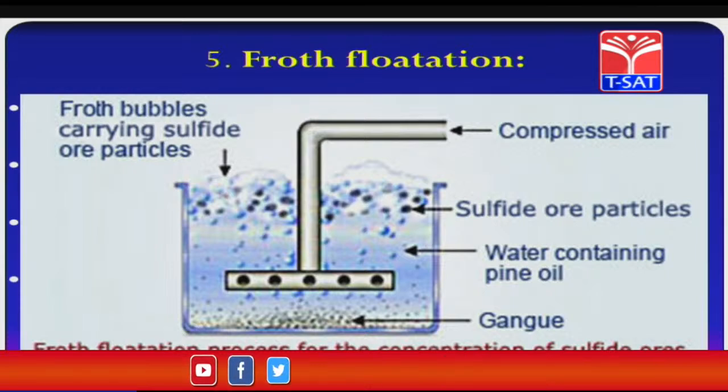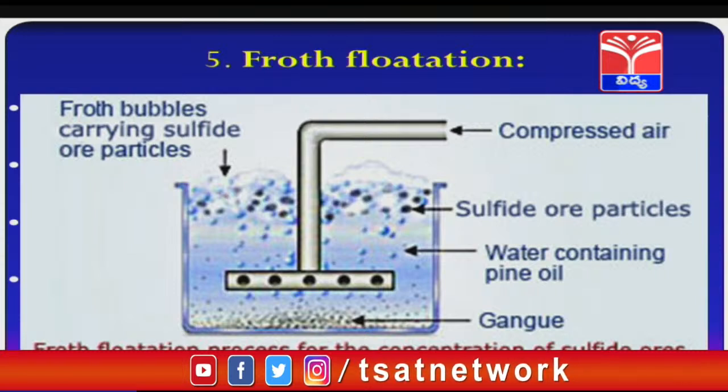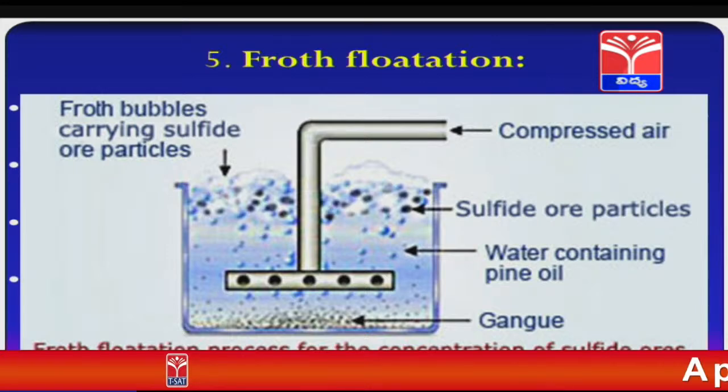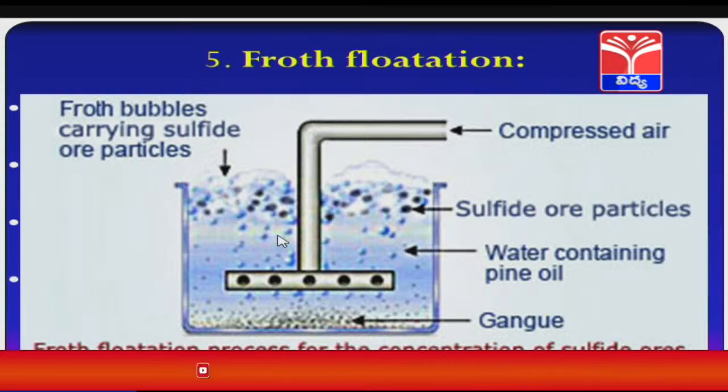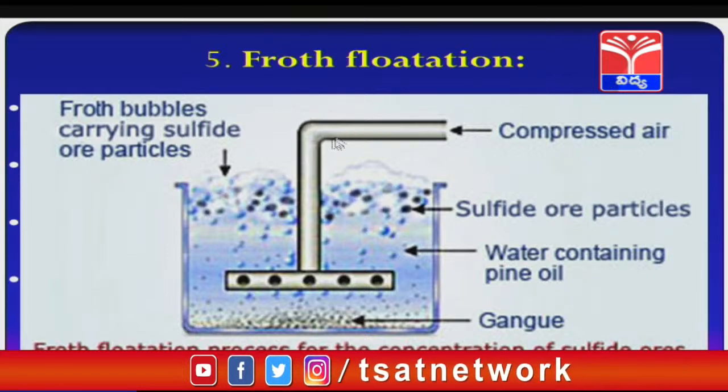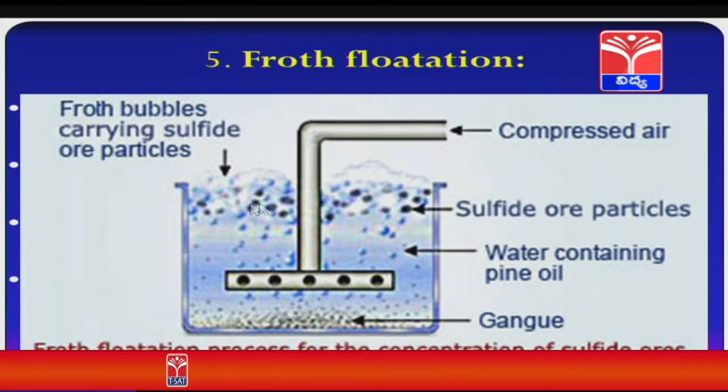Look at this picture, children. This is a froth flotation process which is used to obtain metals from the sulphide ores. That means here the impurity is sulphur. So, children, look at this picture. Here we have taken the ore mixed with water containing pine oil and we are allowing compressed air to flow through it. Because of this air, it forms froth. Here sulphide ore is lighter, it mixes with the pine oil and it forms a foam, a froth in the form of bubbles. It contains sulphide ore particles.